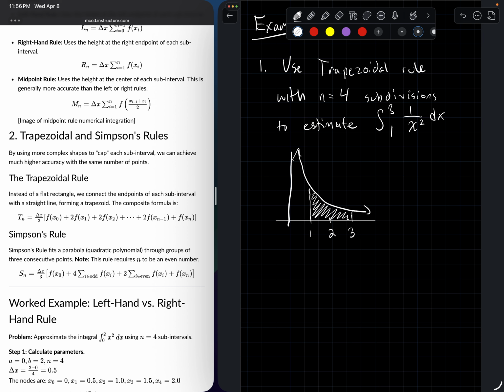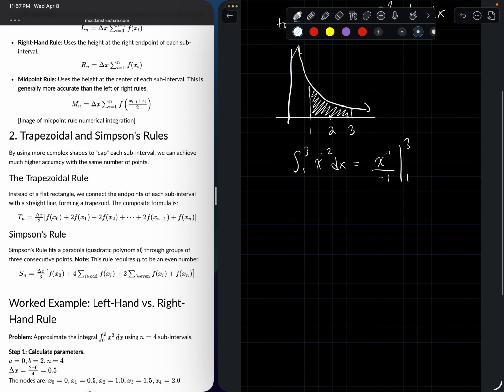And we know that what we're trying to calculate then is this area right here. And of course you can do that by hand without numerical integration, because you would just say integral from 1 to 3 of x to the minus 2 dx. So what do you got to do? You add 1 to the exponent, and then you divide by the new exponent, and then we need to go from 1 to 3. So you plug in a 3, you get negative 1 over 3, minus, and then you plug in a 1, and you have negative 1 over 1.